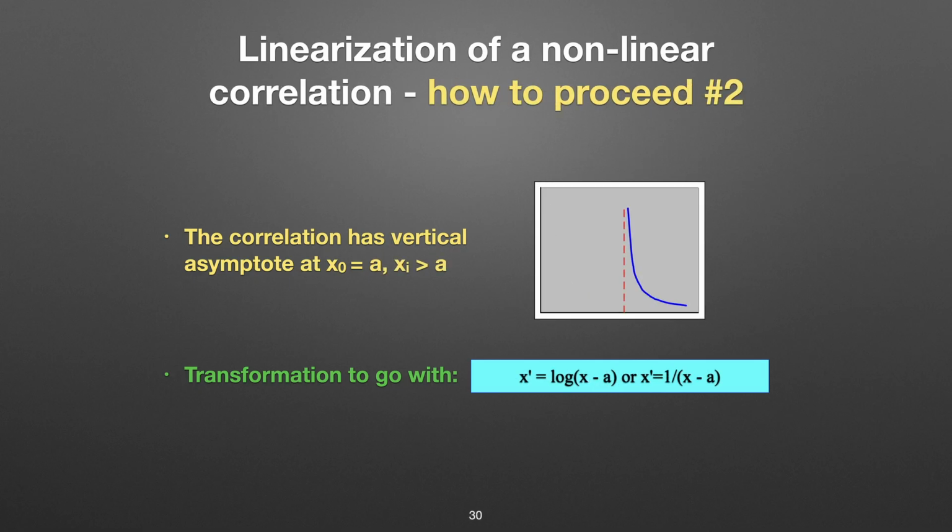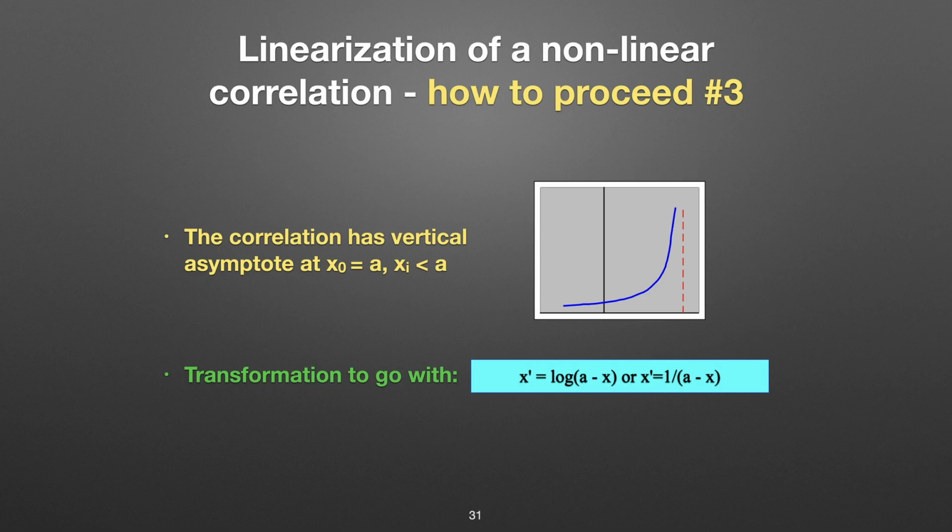And here is the next case. If the correlation has a vertical asymptote at x equals a, with values x sub i greater than a, then suggested transformations are log of x minus a or 1 over x minus a. So this is a shifted version of the previous situation. The asymptote is no longer at 0, but at some other critical value, which means that before transforming the variable, we first need to respect where the curve is actually anchored, because in chemometrics, as in diplomacy, everything depends on context and proper positioning.